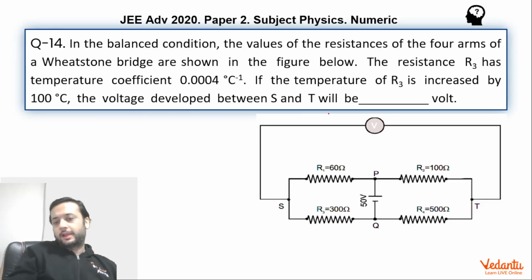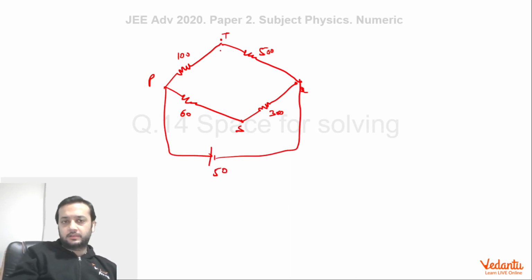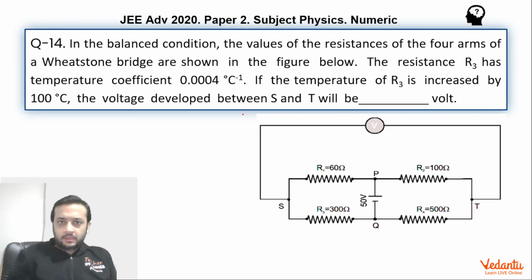Now what I'm going to do, I'm going to attach this 50 volts between P and Q. So if you see, this is 50 volts, and between T and S there is a voltmeter which we assume to be ideal. Okay. So in the question, it has been asked that the temperature coefficient of the resistance R3, which is this resistance 300 ohms, is 0.0004. So the temperature is increased by 100 degrees Celsius. So the potential difference between S and T. So basically, we have to find the reading of the voltmeter, and it's an ideal voltmeter, right?